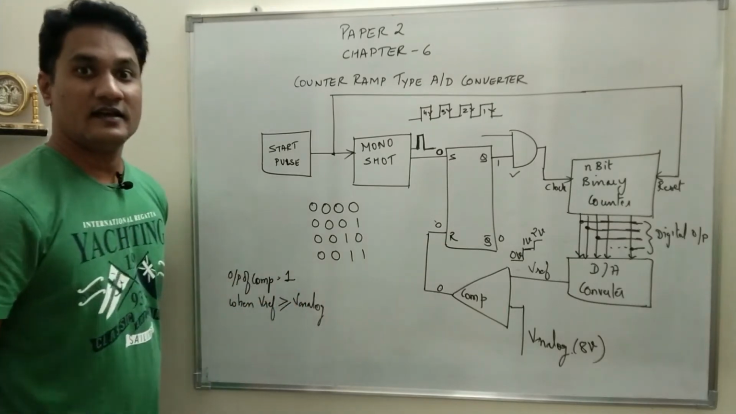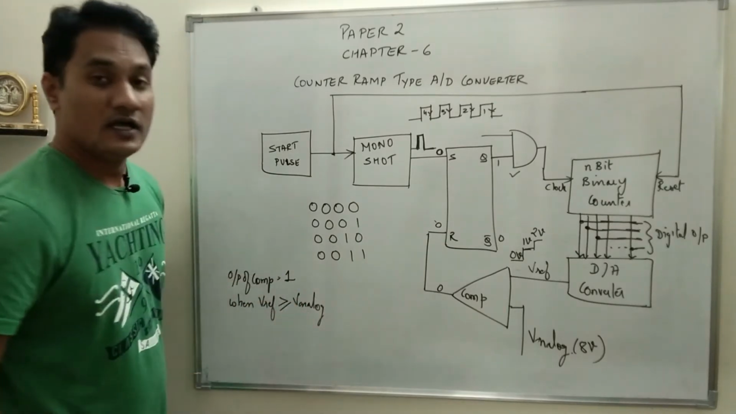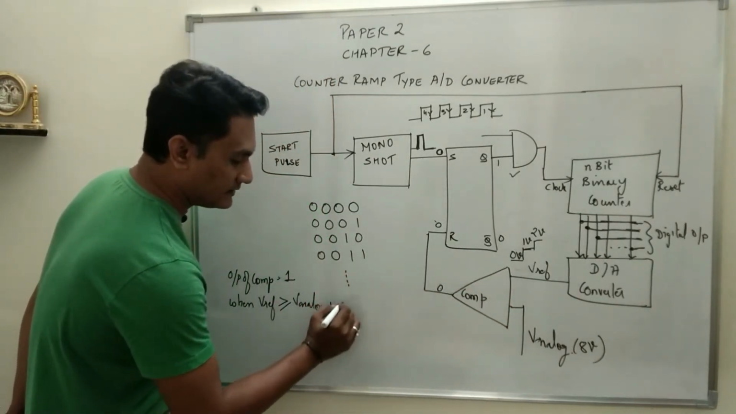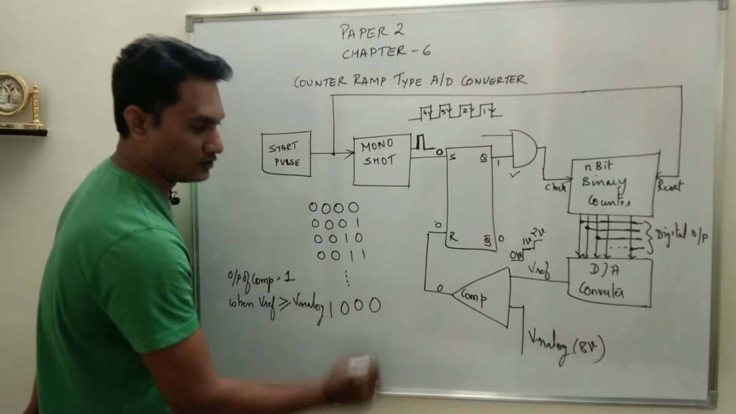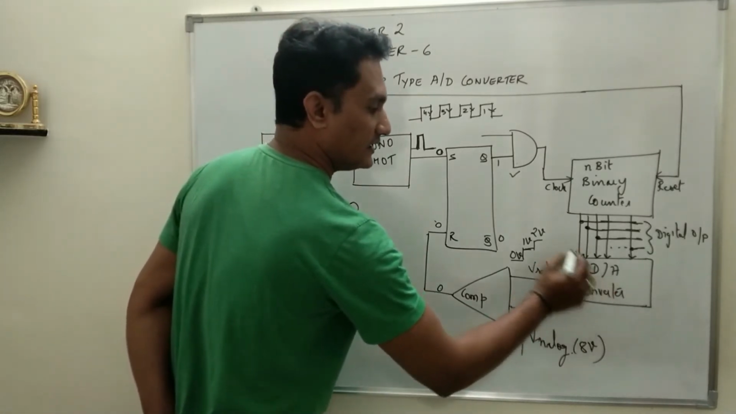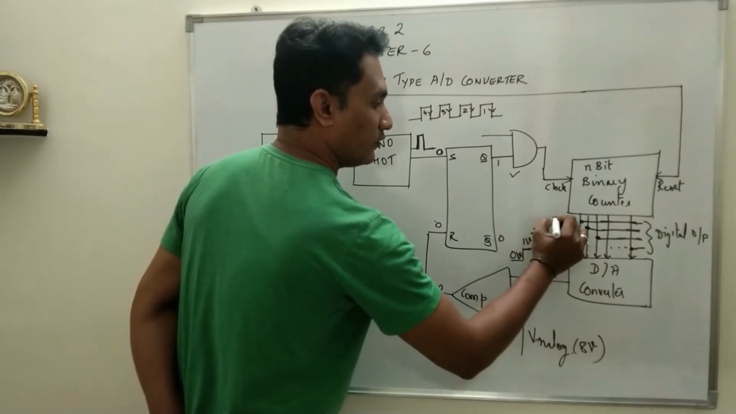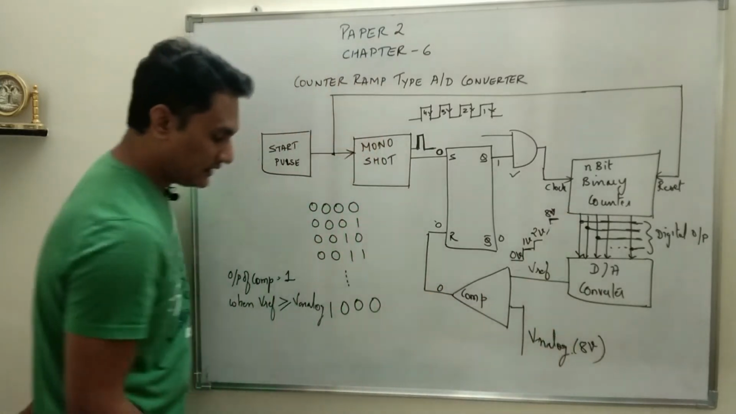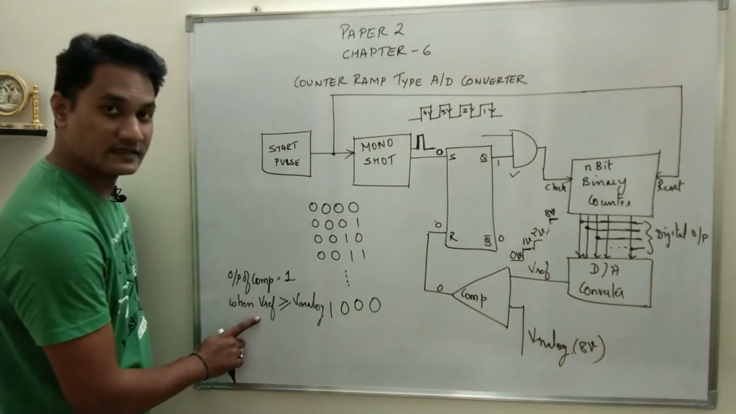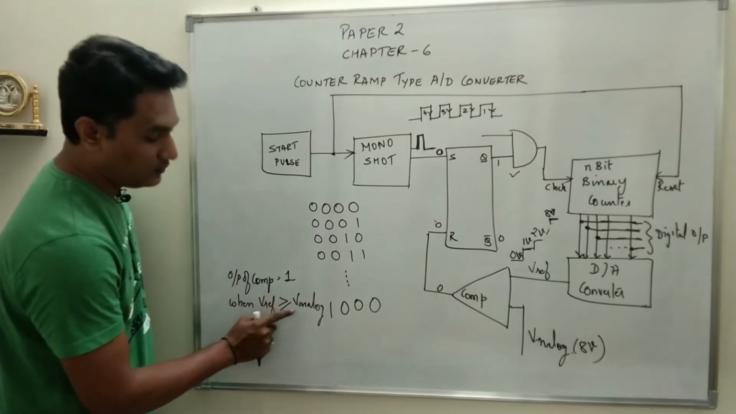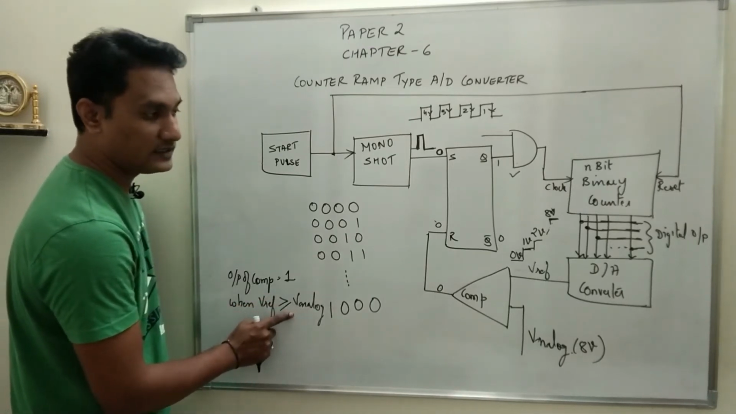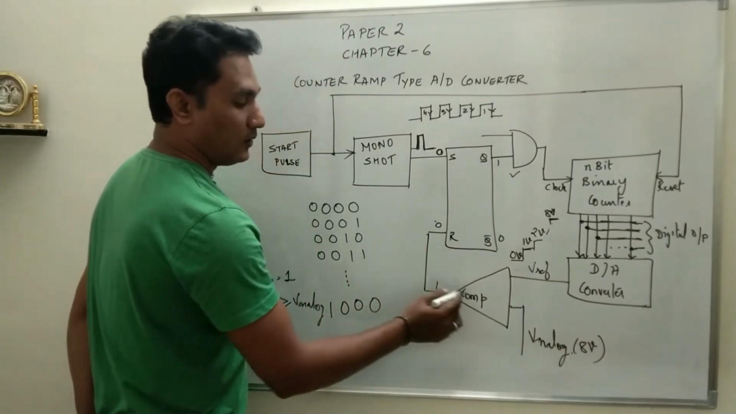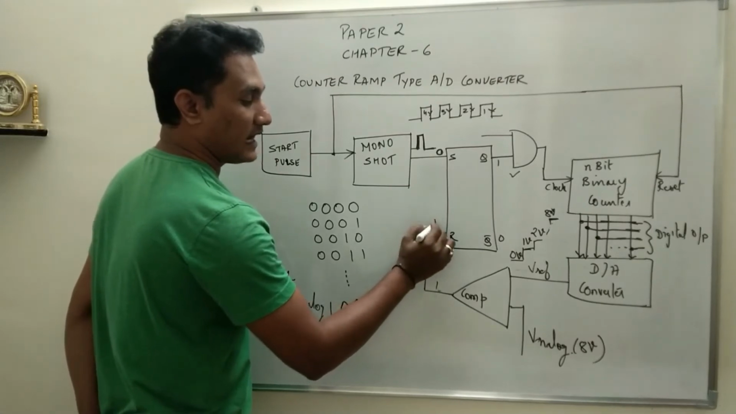And what is this condition? V reference should be greater than or equal to V analog. So what happens is the count will keep on increasing till the value becomes 1 0 0 0. At this point, the D2A converter will provide the voltage as 8 volt, and 8 volt compared with 8 volt, this condition is satisfied. V reference should be greater than or equal to analog voltage, so it is equal to analog voltage. So 8 volt compared with 8 volt, the output of the comparator at this point will become 1, and the comparator output becoming 1 means R becomes 1.